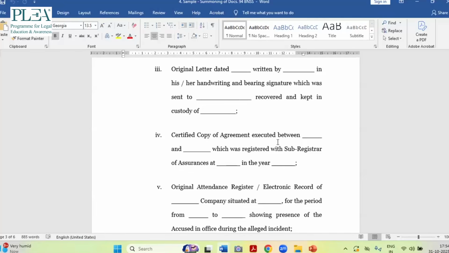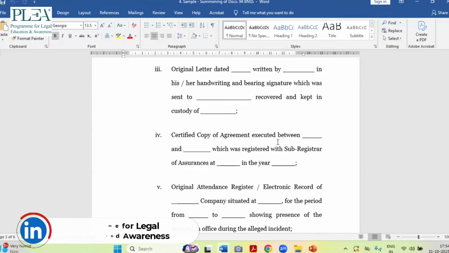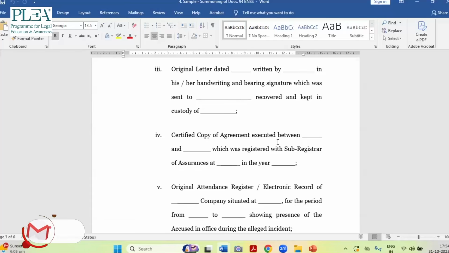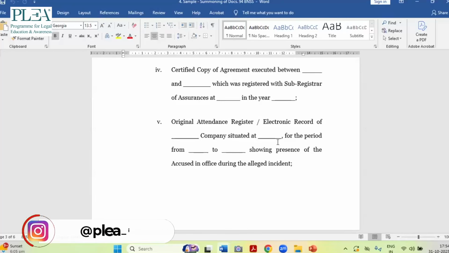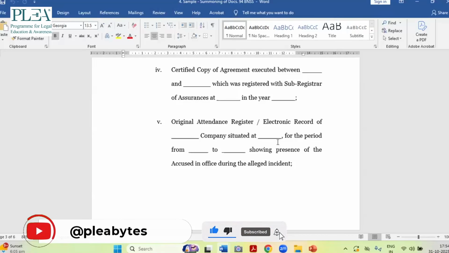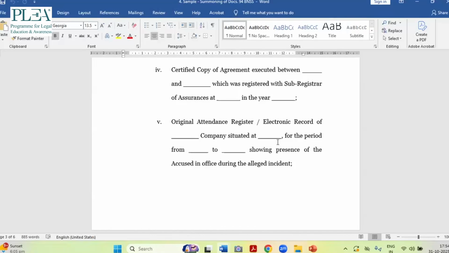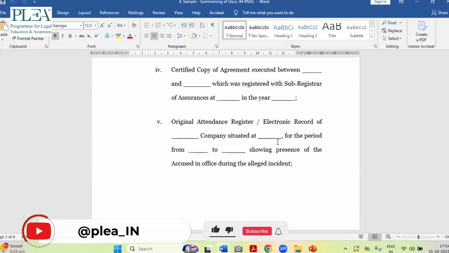Now, this is very specific when it comes to cases involving forgery of documents or involving some tampering to the documents which are made, or where the subject matter revolves around some written form of agreement which is registered with the registering authority. Sometimes, to claim a plea of alibi that the accused person was never present at the spot of incident, he can make an application under 91 to produce the original attendance register or a muster which is kept, or sometimes the electronic record of so and so company situated at so and so address for the period from so and so date, showing the presence of the accused in office.